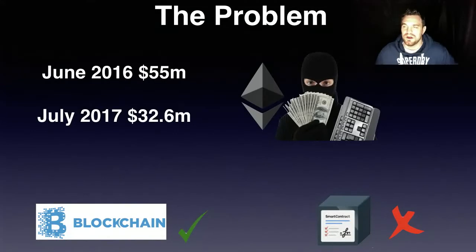We know about two smart contract incidents in particular, and obviously the big one in June 2016 for $55 million, where all of that Ethereum went walkies. This is why we've seen Ethereum Classic appear as well. And the same thing happened in July 2017 for $32.6 million. So we're talking some absolute monster numbers here.